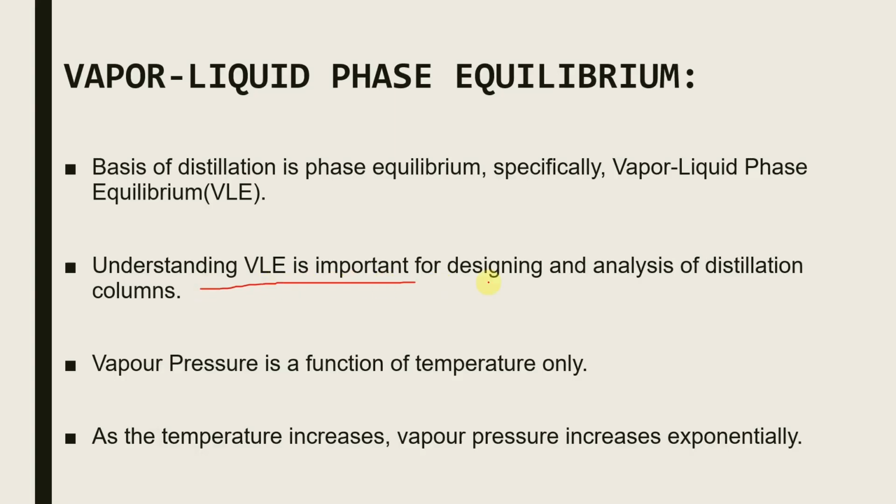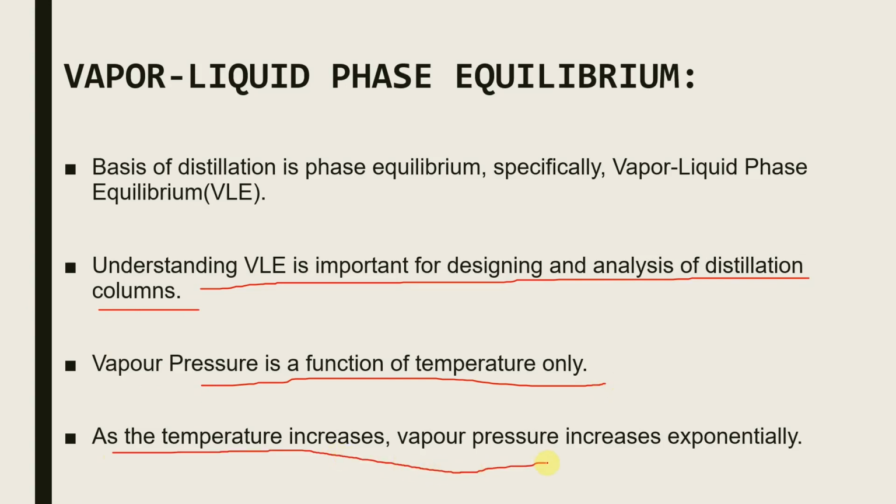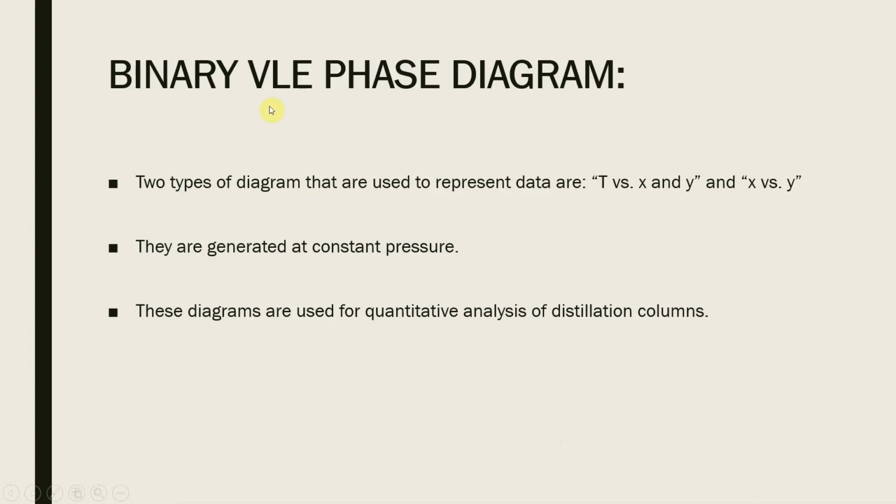Understanding the concept of VLE is important for designing and analysis of distillation columns. So, vapor pressure is a function of temperature only. It is the pressure that a pure component exerts at a given temperature when liquid and vapor phases are present. This dependence is a strong one because with a slight increase in temperature, there is an exponential increase in vapor pressure. Today, we will generate a binary VLE phase diagram.